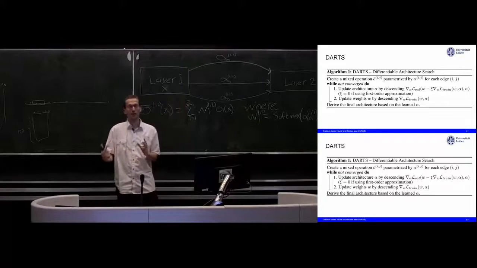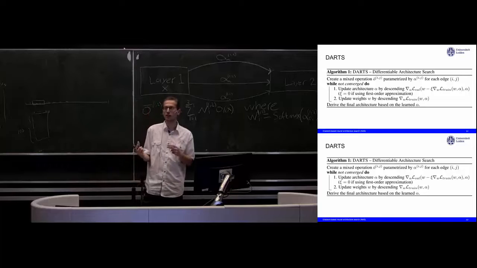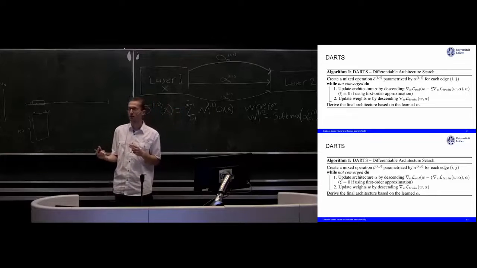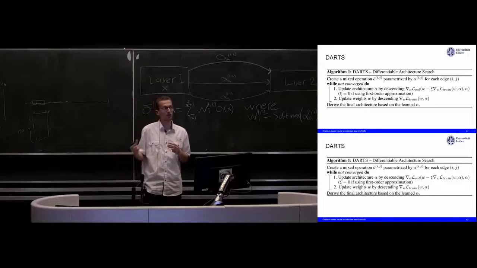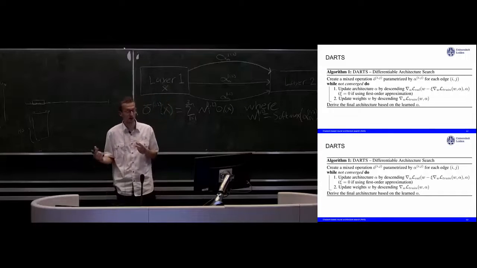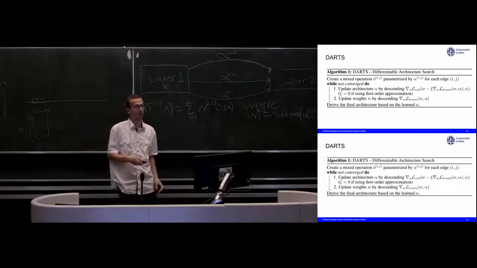So we just sample a task, we perform gradient descent on the training set in order to update the weights of the operations. And once we have updated these weights, we're going to evaluate the eventual model on the validation set. And based on that loss, we're going to update the architecture coefficients.